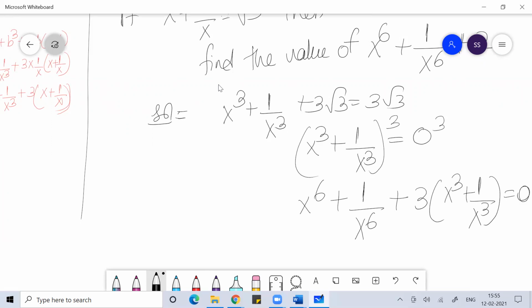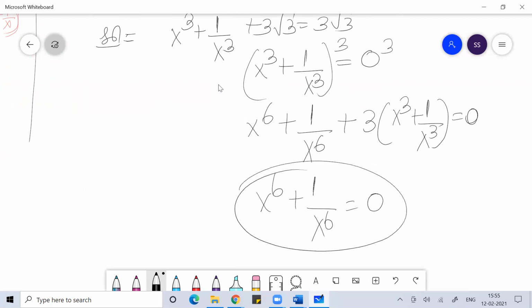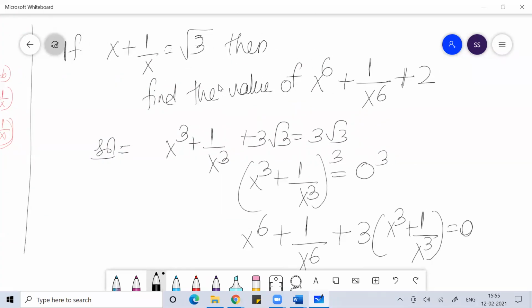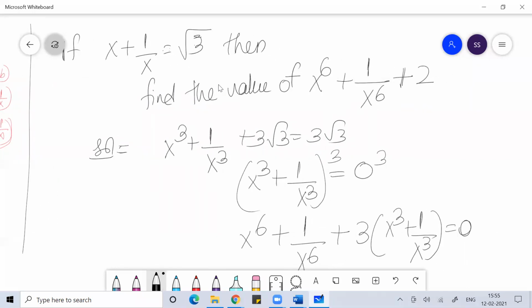Anyway, x to the power 3 plus 1 by x to the power 3 is 0 only. So I'll get x to the power 6 plus 1 by x to the power 6 is equal to 0. This is equal to 0 only. So if this is equal to 0, you know what the answer for that is. The answer for this will be 2 only.